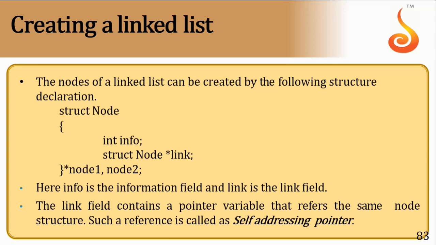Node 1 and node 2 again are called structure variables, with the help of which I can access the elements of a structure. These are structure pointer variables because I have a star over there. Here info is the information field and link is the link field. The link field contains a pointer variable that refers to the same node structure. Yes, it points to the same node structure because the next node will also be the same. You won't go on creating structures for each node. Such a reference is called a self-addressing pointer. I want you to make a note of this.